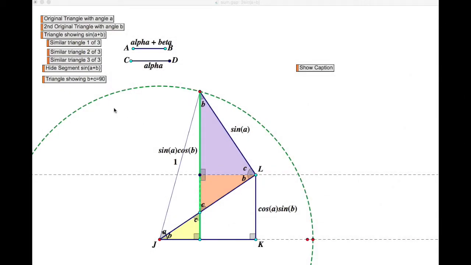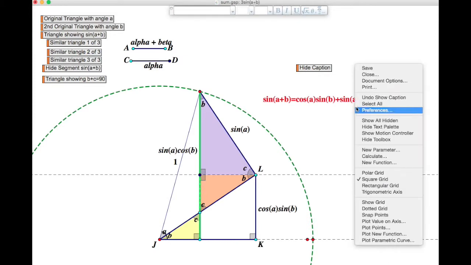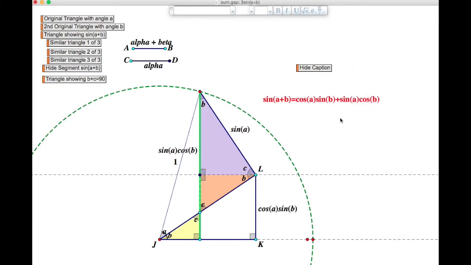Therefore, we can write the sine of A plus B, which is this green line segment, as the sum of the sides of these three triangles, which are the cosine of A and the sine of B, but also the sine of A and the cosine of B. Ultimately, sine of A plus B will be equal to the cosine of A sine of B plus the sine of A cosine of B. Therefore, this is the length of our green line segment.